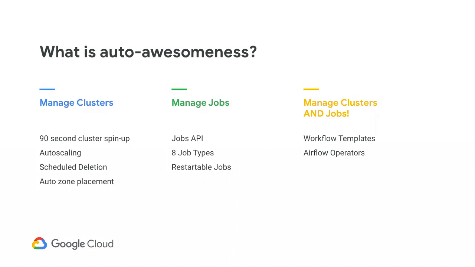Let's say I have a cluster and I want to say, okay, if this cluster is idle for more than 10 minutes, I want Dataproc to just automatically delete it for you. So you can set that up. And then we manage your jobs too. We have the jobs API. We have 8 different job types now so that it's easy to submit jobs through whatever automation that you're using. And then we also have ways to manage clusters and jobs together. So on the next slide, I'm going to talk about workflow templates.